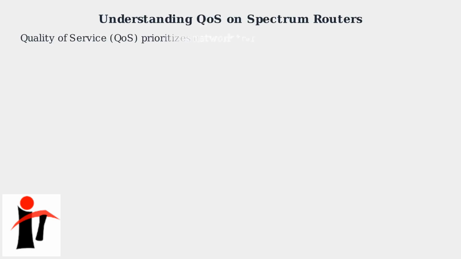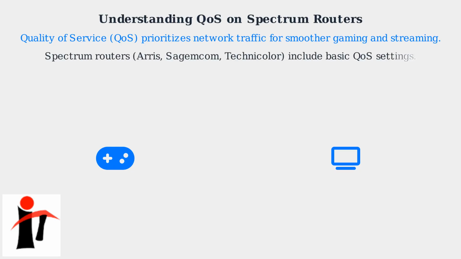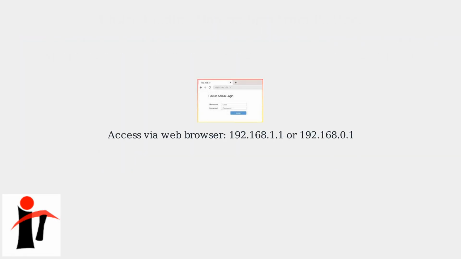Quality of Service, or QoS, is a feature that prioritizes network traffic, ensuring smoother experiences for gaming and streaming on your network. Spectrum routers, primarily manufactured by Aeris, Sagemcom, or Technicolor, often include basic QoS settings in their firmware.